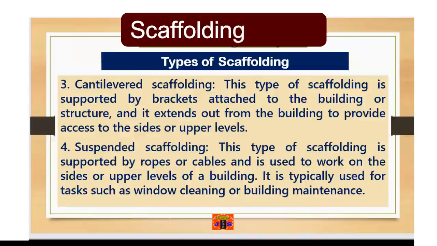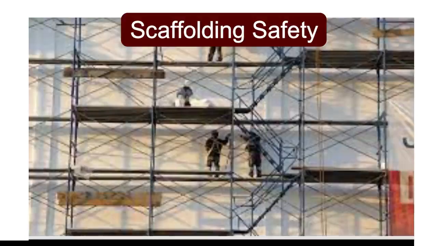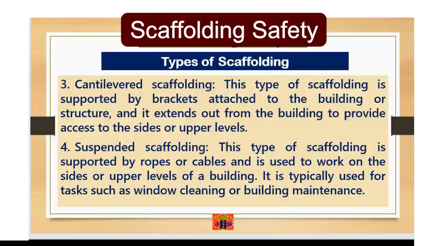Number 4, suspended scaffolding. This type of scaffolding is supported by ropes or cables and is used to work on the sides or upper levels of a building. It is typically used for tasks such as window cleaning or building maintenance. You are watching Safety First Life, and today we are discussing scaffolding safety. Right now, we are learning about the types of scaffolding.